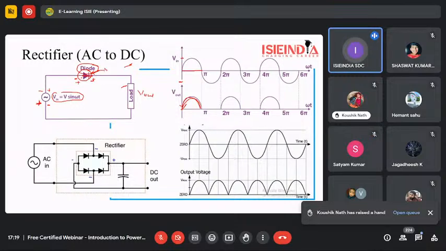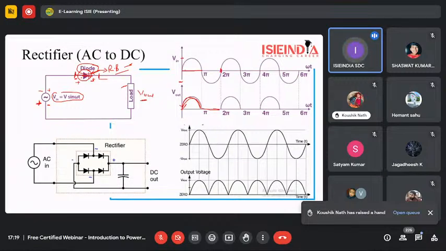The diode will be reverse biased. And during reverse bias, this circuit will be open circuit, and because of this, there will be no output. So this is overall one time period of the switch, like the supply.